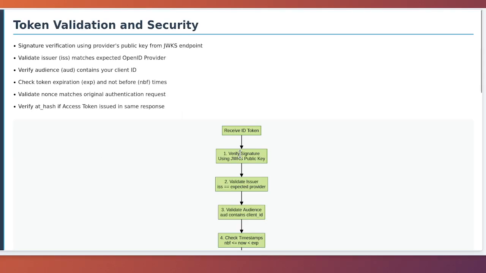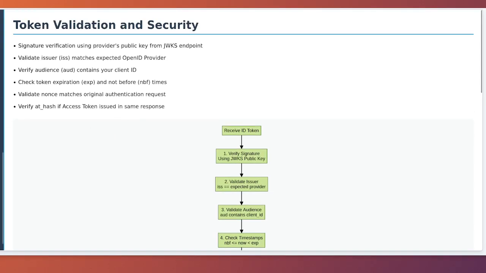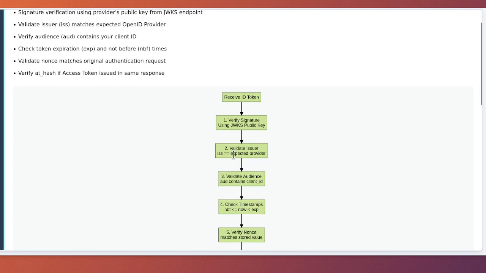Skipping or improperly implementing validation steps can lead to serious security vulnerabilities, including unauthorized access, token replay attacks, and identity spoofing. The OpenID Connect specification defines mandatory validation steps that must be performed every time a token is received. The first validation step is signature verification.